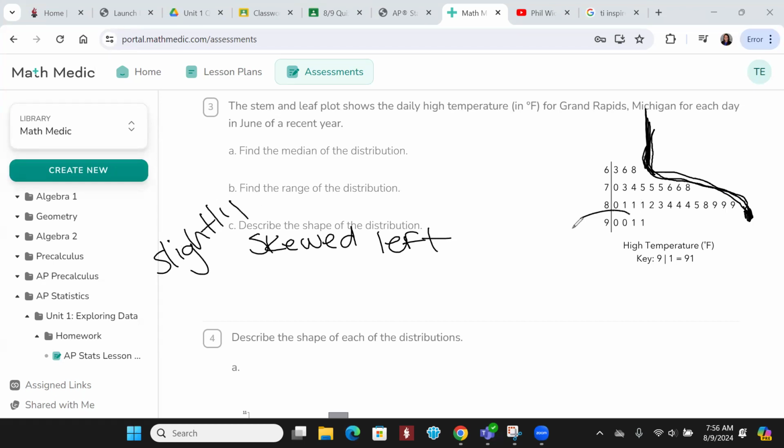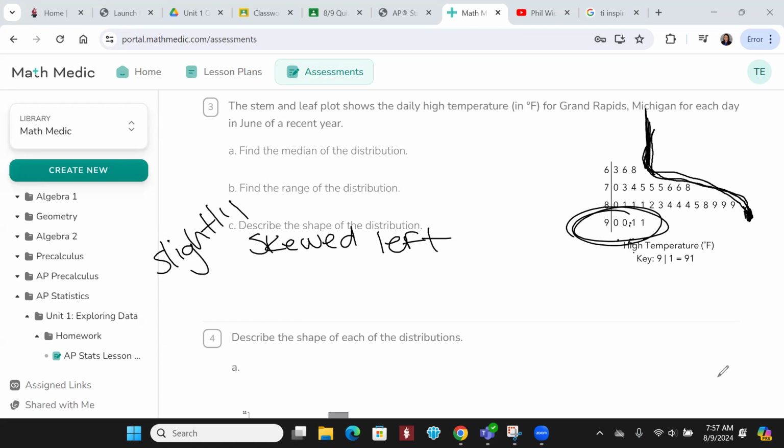Because look at this column. This kind of throws it off a little bit, right? Slightly skewed left. I can see y'all are already agitated with the adverbs. No, because you don't have another column here. If you had another row here and you had some numbers, then you could probably say roughly symmetric, but no. Okay, yes.